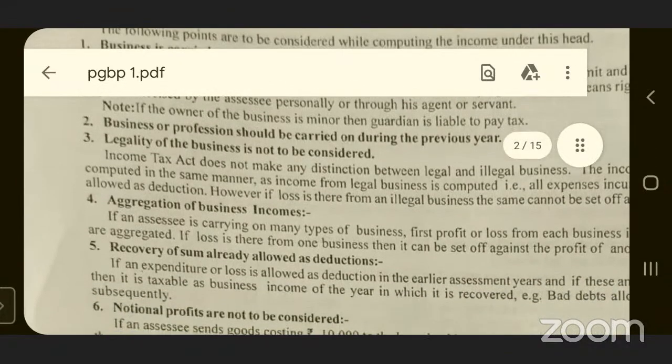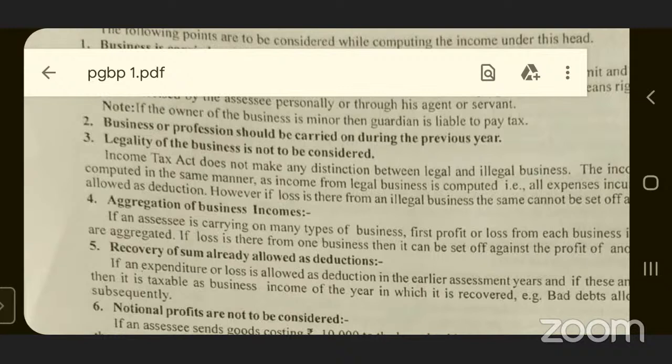Next one is that legality of the business is not considered. Whether it is legal or illegal, here it is irrelevant. For that offense, the illegality, the punishment may be in some other aspect. But whatever we earned out of the business, whether legal or illegal, tax should be imposed.